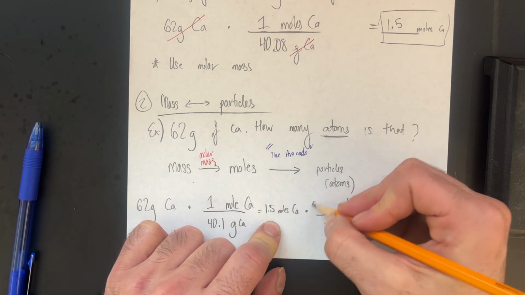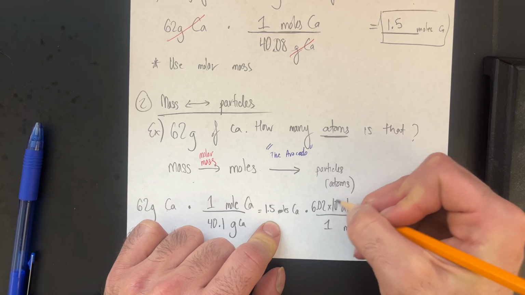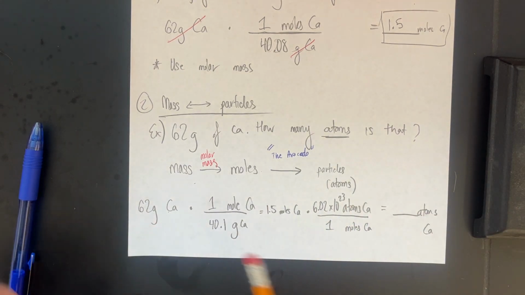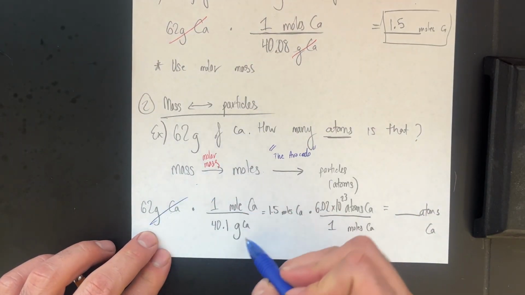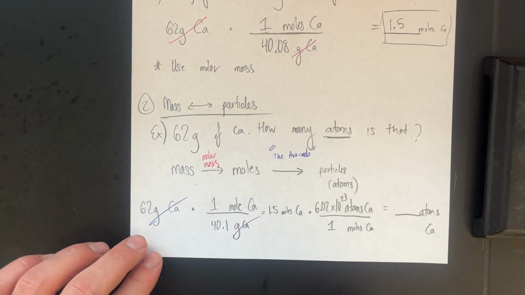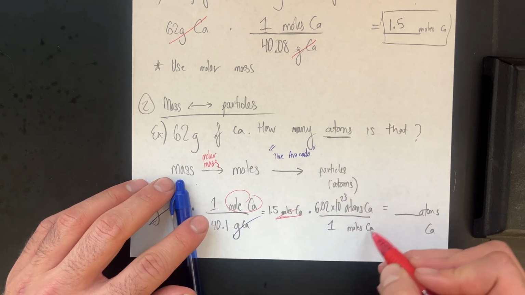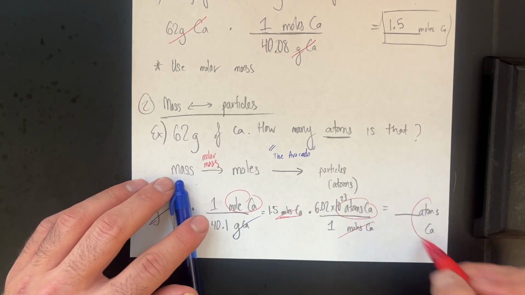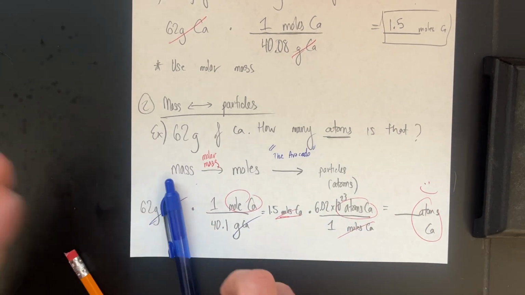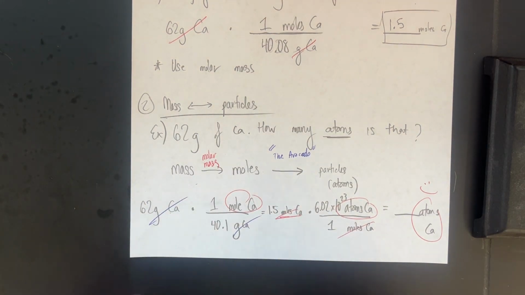All right, that's the avocado. That's that big number, 6.02 times 10 to the 23. And so if you do that, what we did here is we canceled out grams, and we're left with moles. But now that we have moles, we can cancel out moles, and we're left with just atoms, which is what we want. Yay!